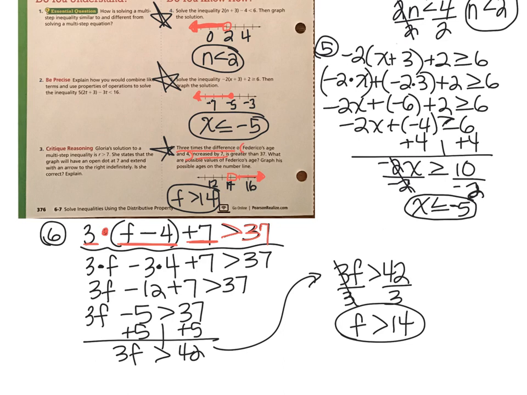Then you're going to simplify that by using your distributive property, 3 times f and 3 times 4. And simplify by combining your like terms. Negative 12 plus 7 is a negative 5. And then solving that accordingly like a 2-step equation. And what you end up with is f is greater than 14, which you can see there on the graph. Open circle at 14 and going in the greater than direction.